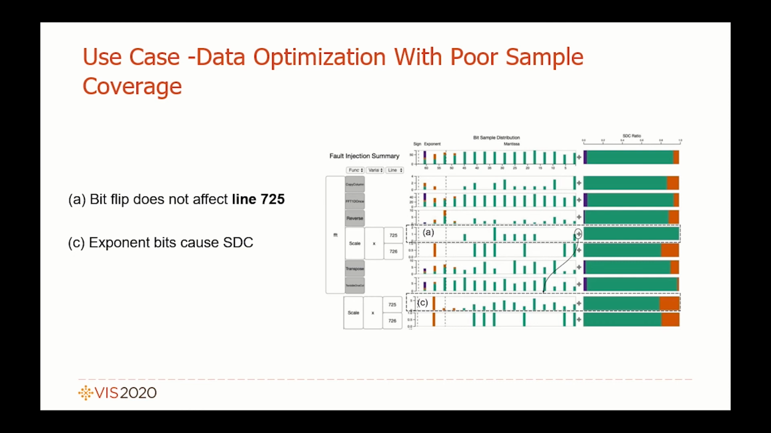In this fault injection experiment with the fast Fourier transform program, we see that line 725 does not cause any silent data corruptions in the initial data, and a domain expert could conclude that this line is resilient to soft errors. However, our visualization shows that the initial data has bad sample coverage, such that only the lower mantissa bits have samples. After optimizing the data with more samples added to the components, the new data tell us that the exponent bits can lead to silent data corruptions. With this checking and iterative data optimization, our system can improve the fidelity of the analysis result.